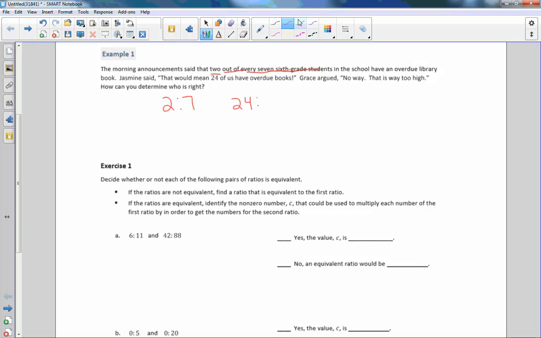In order to find the total, we have to determine what to multiply 2 by to get 24, and that is 12. 24 divided by 2 is 12. So now we have to do the same thing over here. If this is going to be an equivalent ratio, the multiple has to be used on both numbers. So this has to be 12 as well. 7 times 12 is 84. Is that way too high? I don't think so. 84 seems like a reasonable class size. So that's how you'd find the number in that situation.